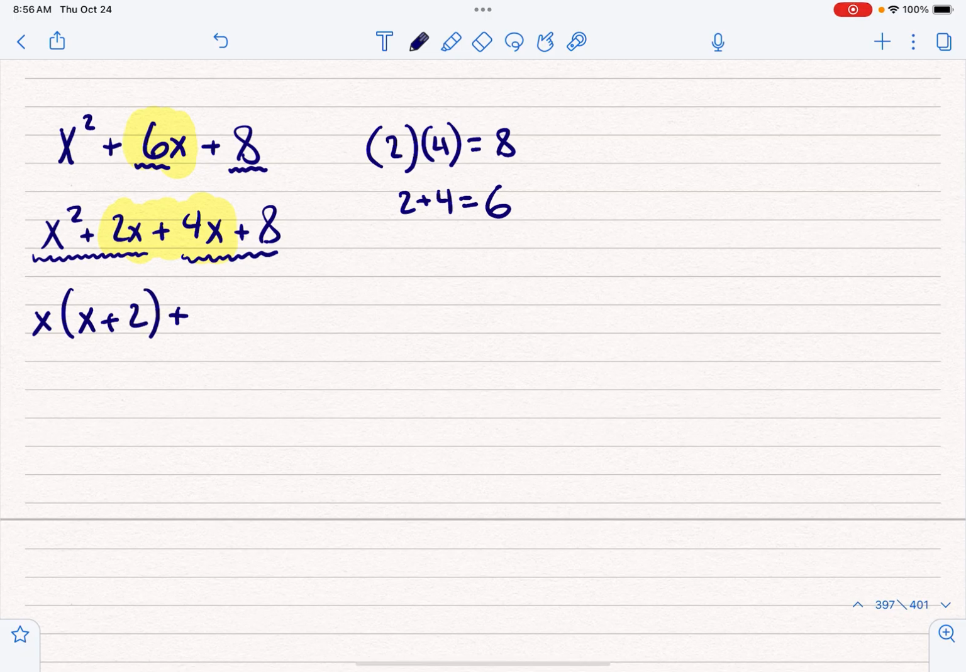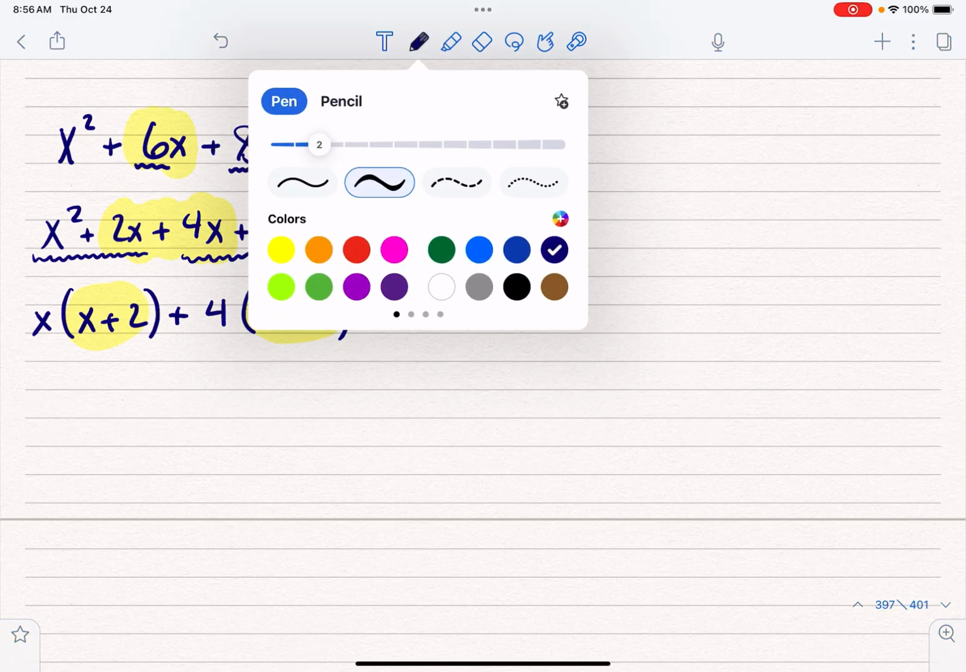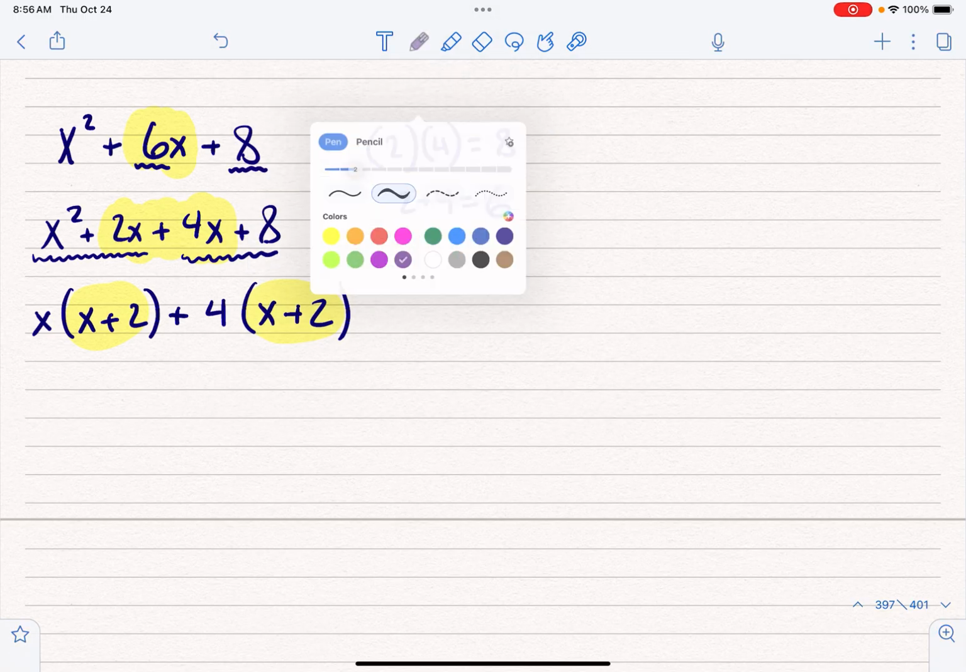And what do the second two terms have in common? Well, they have a 4 in common. If you pull out a 4, you're left with x plus 2. And now I notice I've got this x plus 2 here and this x plus 2 here. And what we're going to do is, for just a second, pretend that that's a different variable.